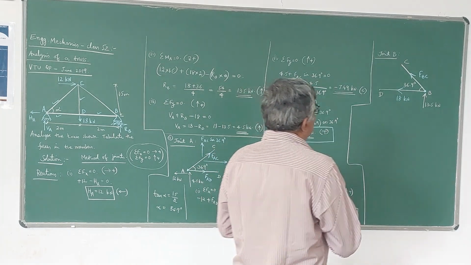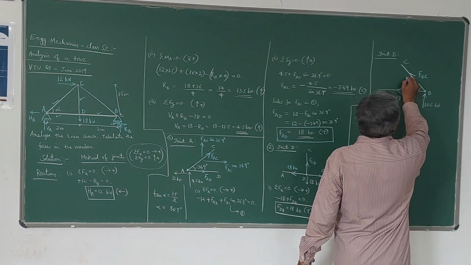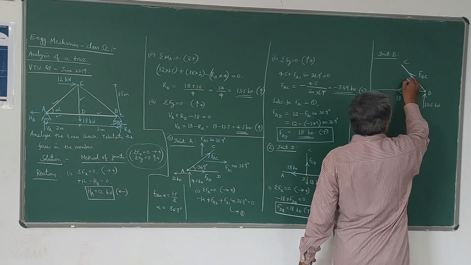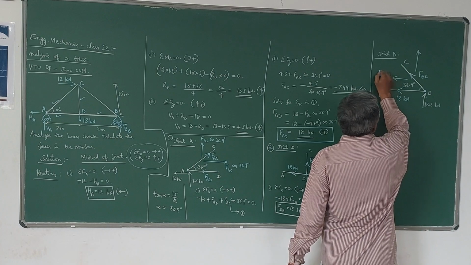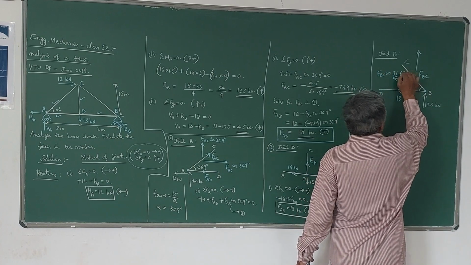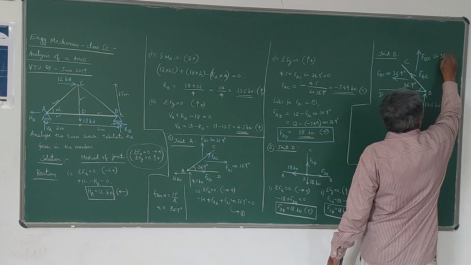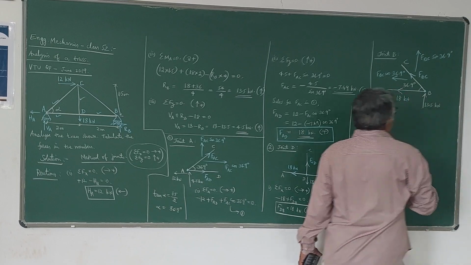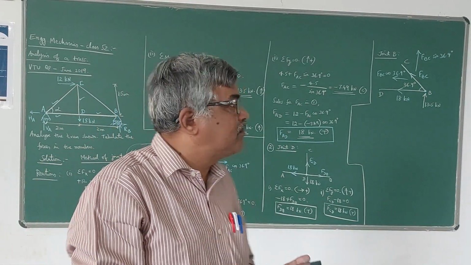Now we have to apply the equilibrium equation for this joint B. So we have to resolve this FBC. It is in the second quadrant. So these are the resolutions. FBC cos 36.9 degree. This is FBC sin 36.9 degrees. Now since only one unknown is there, we only need to find the force in the member BC.